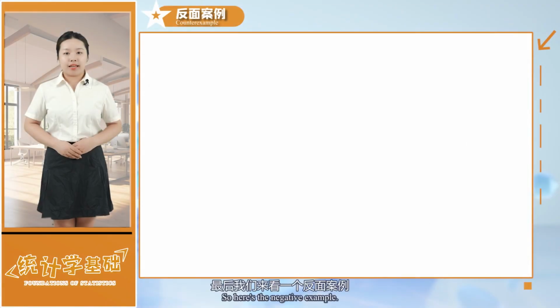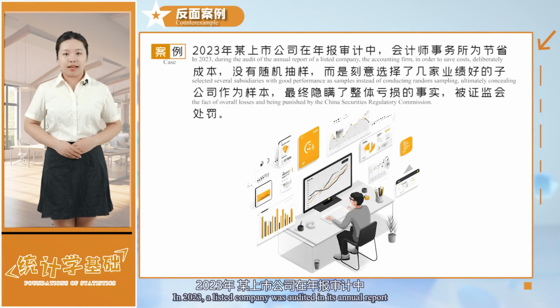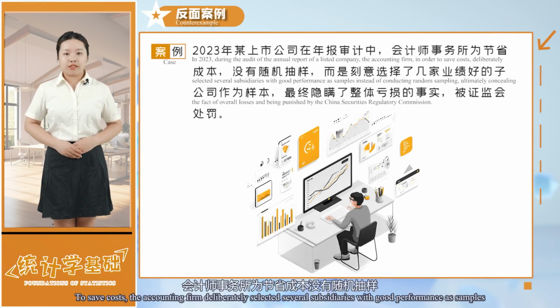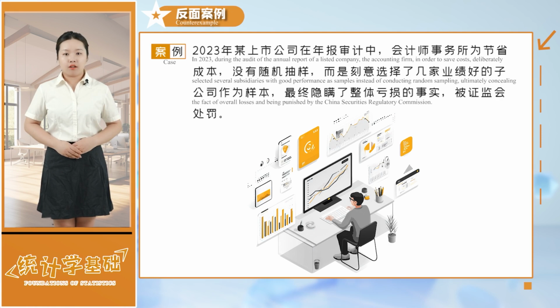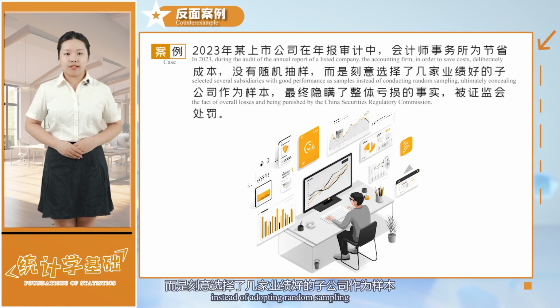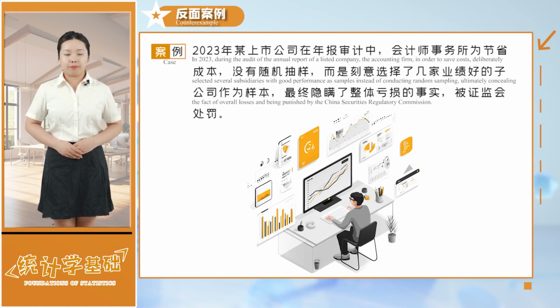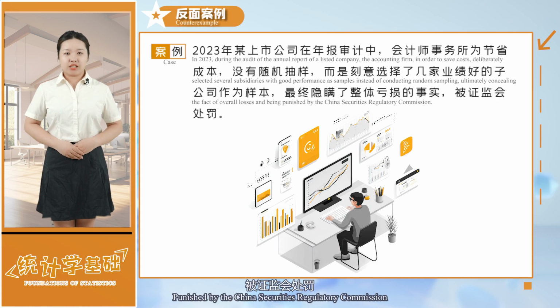So here's a negative example. In 2023, a listed company was audited in its annual report. To save costs, the accounting firm deliberately selected several subsidiaries with good performance as samples, instead of adopting random sampling, ultimately concealing the fact of overall losses. It was punished by the China Securities Regulatory Commission.